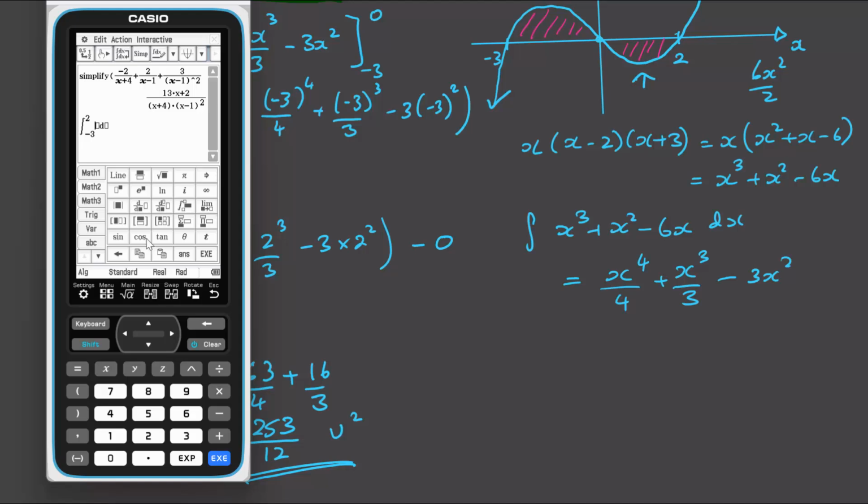And I'm going to put this in a modulus. So just here. And let's just do the function. It's x, x minus 2 and x plus 3. And I need to tell it that I'm integrating with respect to x. And there you go, 253 over 12. So if you're on the class pad, you can use the modulus. You don't have to worry about the positive and negative parts.